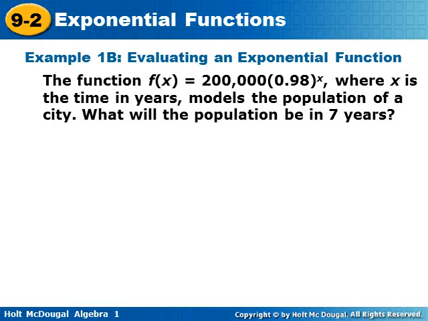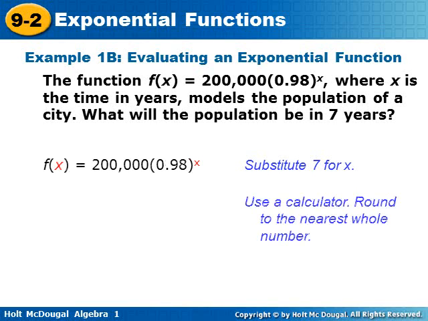The function f of x equals 200,000 times 0.98 raised to the x power, where x is the time in years, models the population of a city. What will the population be in 7 years? So we're going to substitute 7 for x into the function. So we get f of 7 equals 200,000 times 0.98 raised to the 7th power. We're going to use a calculator, and we're going to round to the nearest whole number to make it easier. So 0.98 raised to the 7th power, and then multiply by 200,000, and we get 173,625.